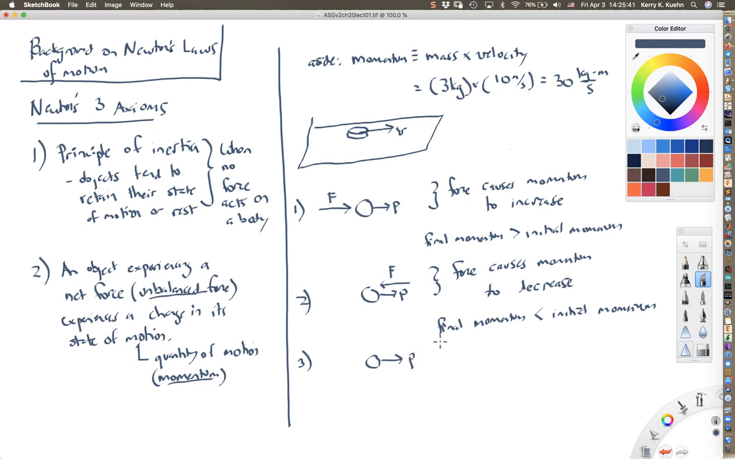And case 3, let's suppose once again the hockey puck is moving with the momentum in that direction. Maybe we don't apply the force to the back or to the front. Maybe we apply the force to the side. We just slap it on the side with the hockey stick as it's going past. In this case, the force does not cause the momentum to increase or decrease. Rather, the force causes the momentum to change direction.